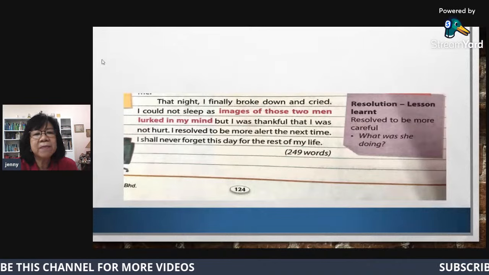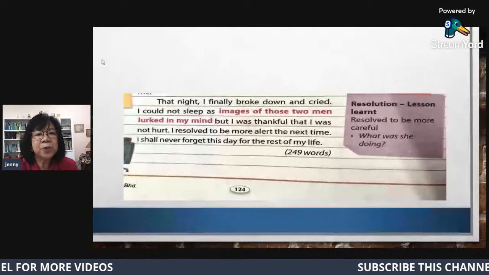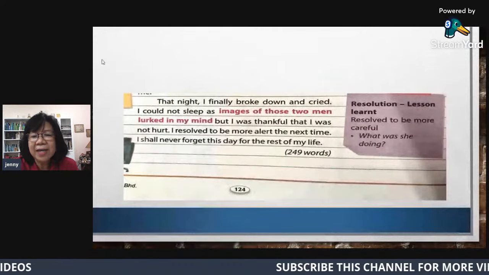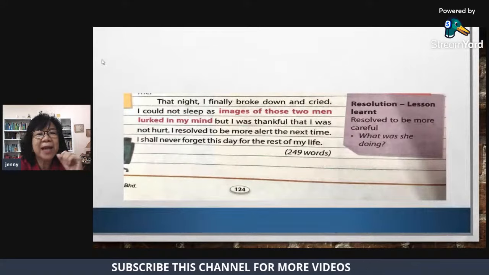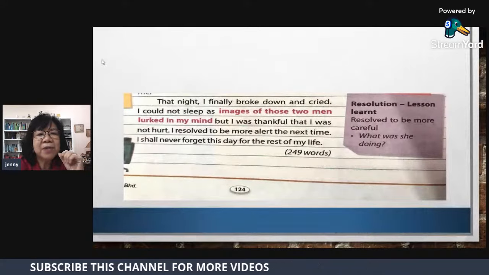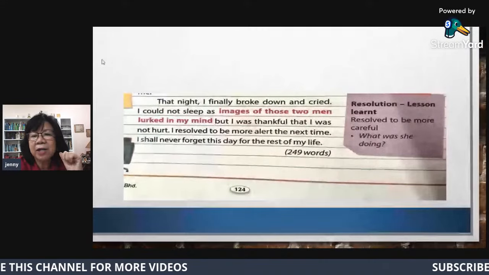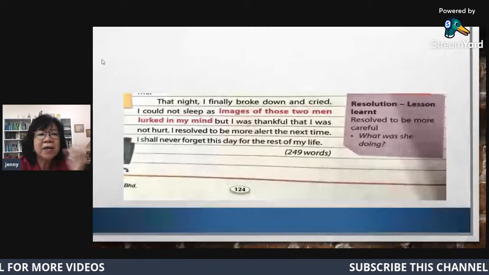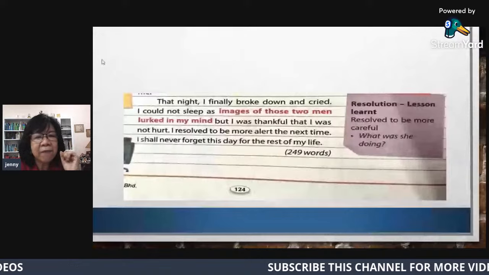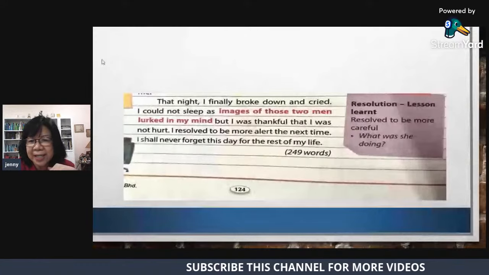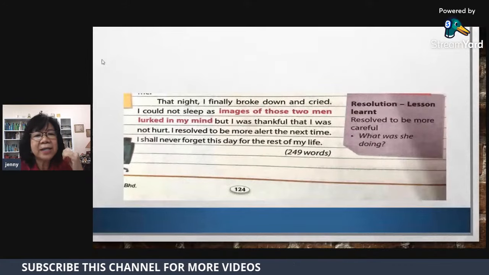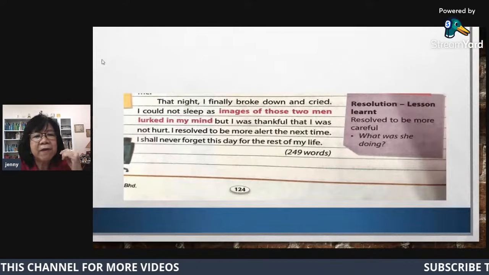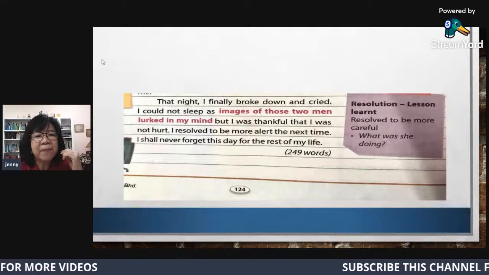She could not sleep. Why? Images of those two men lurk in my mind. Each time you close your eyes, the image of those two men came back to you. But I was thankful that I was not hurt. Okay, again, feeling grateful, feeling thankful. I resolved, this is a lesson learned. I resolved to be more alert the next time. I shall never forget this for the rest of my life.